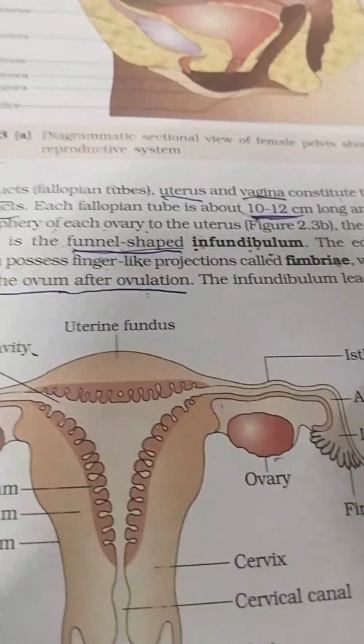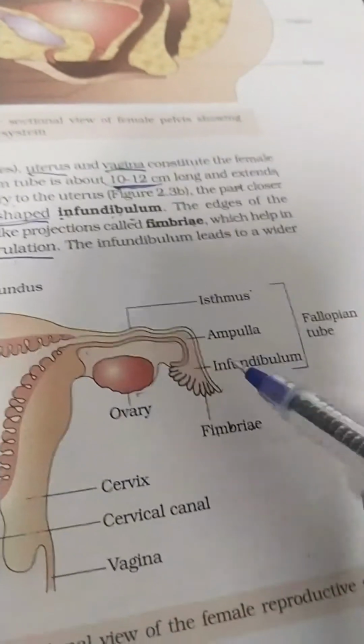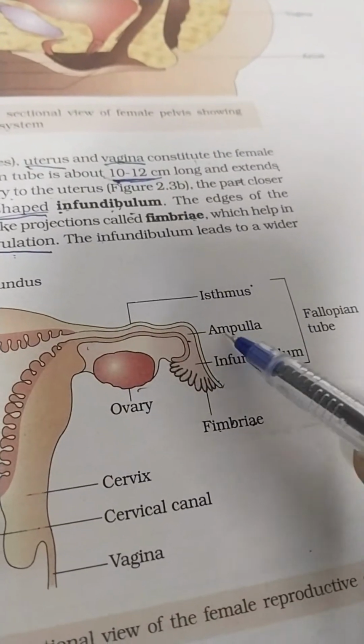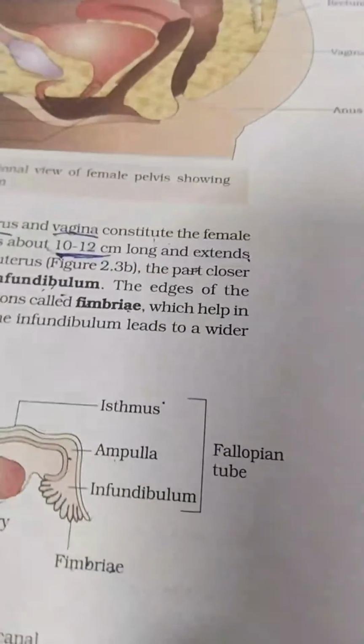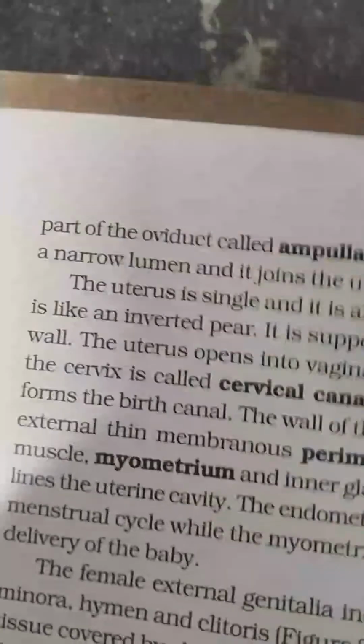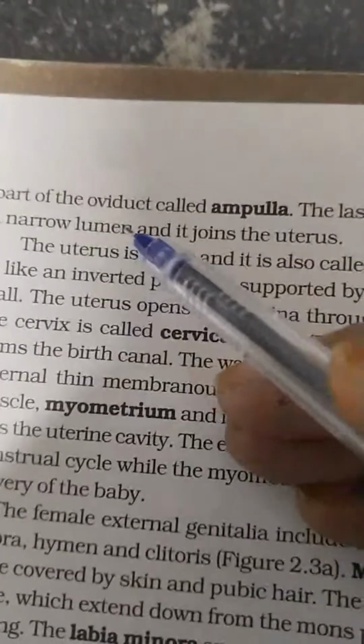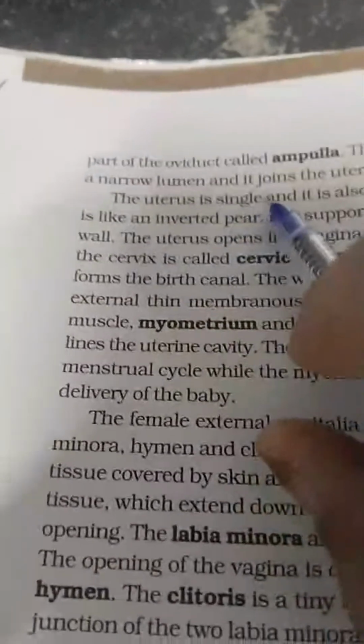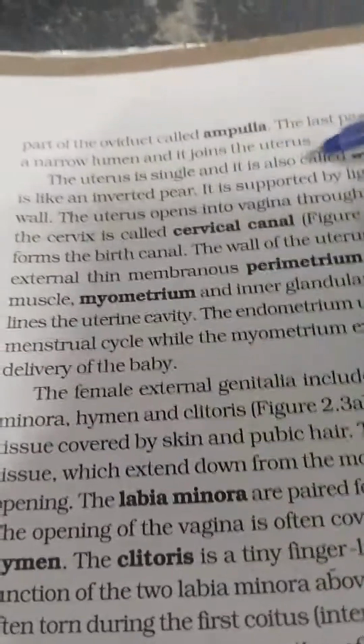The infundibulum leads to a wider part of the oviduct called the ampulla. The last part of the oviduct is the isthmus, which has a narrow lumen and joins the uterus.